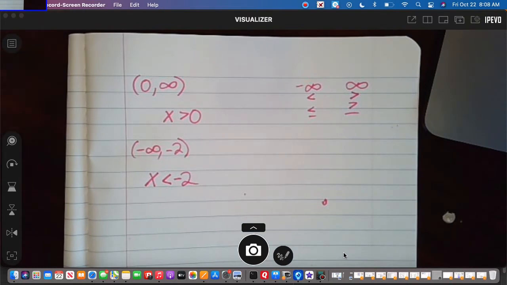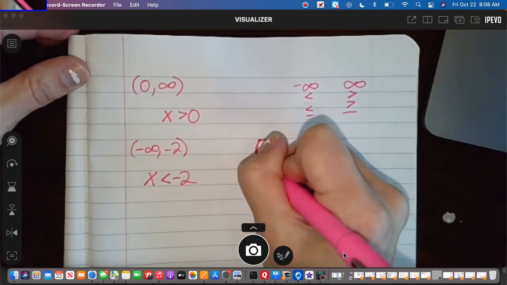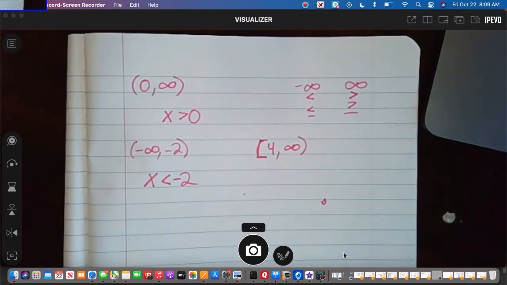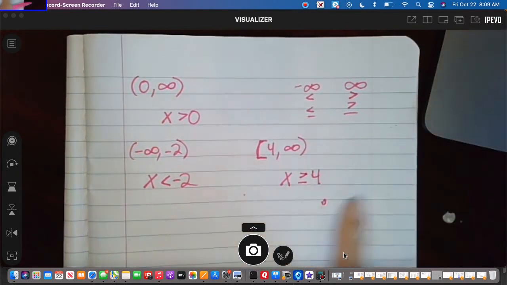Now let's try some where we have the equal sign with it. Remember, infinity can never have a bracket because you can't be equal to infinity. That doesn't even make sense. But can you be equal to 4? Yes. So what do I write for this one? x is greater than or equal to 4.